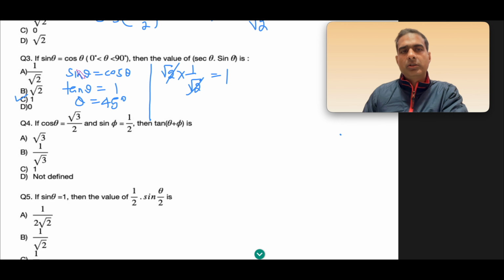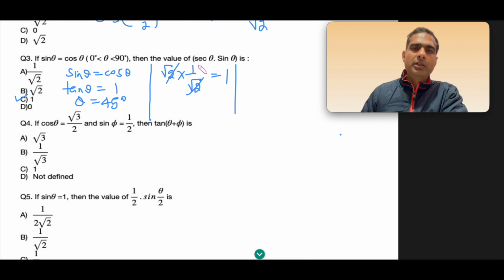So how we solved this question? It was given that sine theta is equal to cos theta. So from there, we figured out that theta will be 45 degrees, and the value of sec theta times sine theta was asked. So we wrote sec 45 as root 2 and sine 45 as 1 by root 2, simplified, and we got the answer.